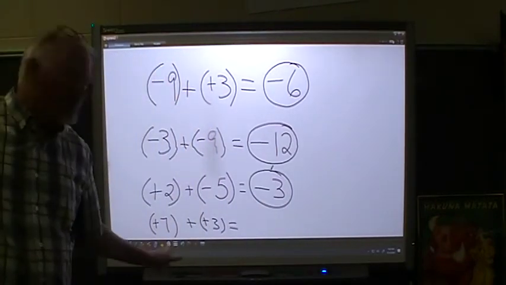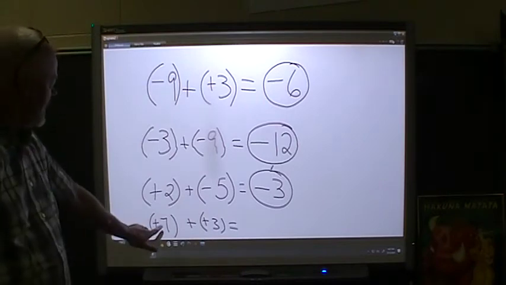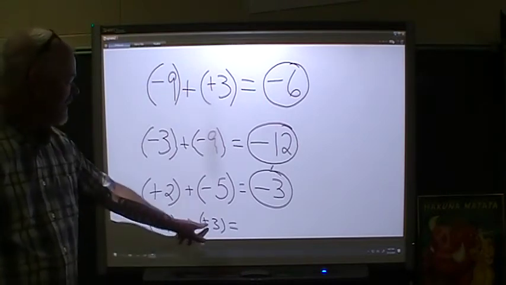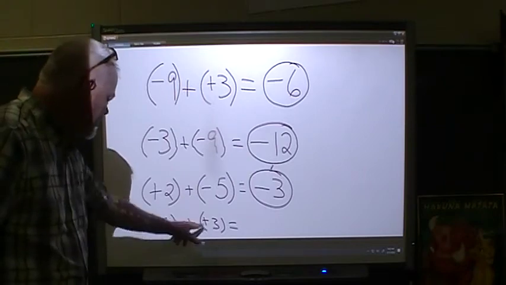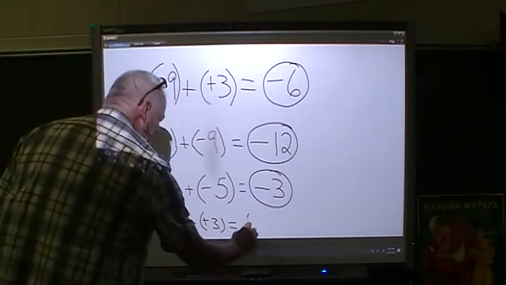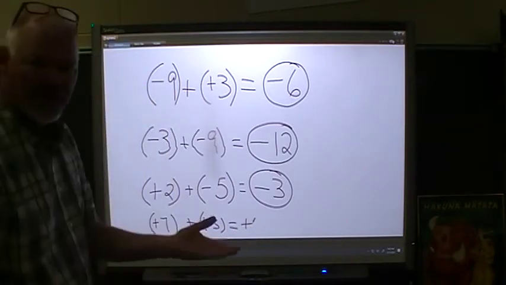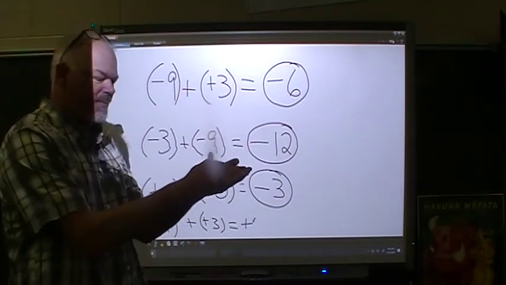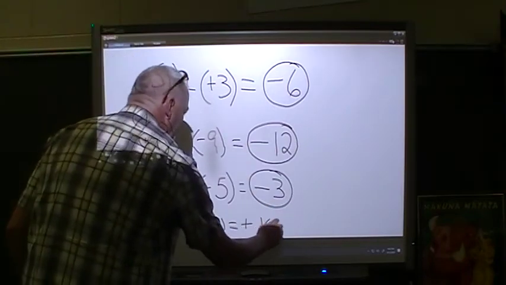Last one is a positive 7 plus a positive 3. Signs are the same, so I know my answer is going to be positive. And all I got to do is put them together. 7 in this hand, 3 in this hand, put them together, I get a 10.